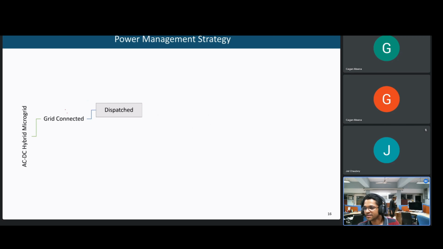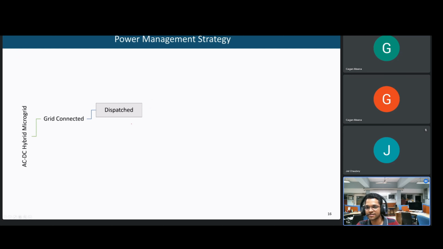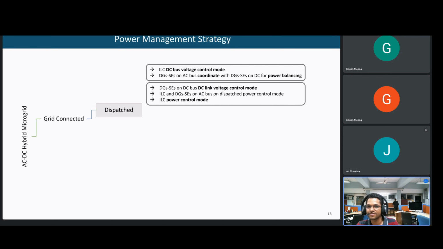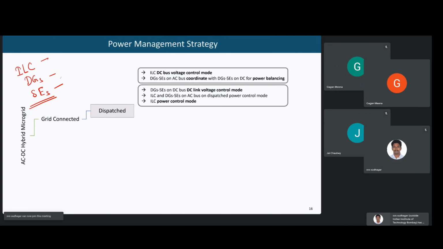Then AC/DC hybrid microgrid. There are two types of modes. Grid connected: same thing that we discussed here, just to see how these different components will behave. Because in the microgrid we have interlinking converters, DGs, as well as energy storage, and they can have different modes of operation based upon the mode of operation of the microgrid.